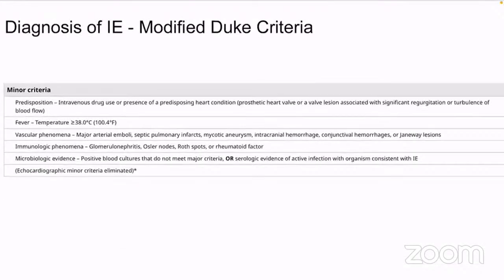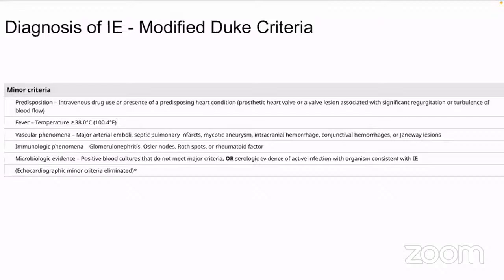For the minor criteria: the predisposition or risk factors, like IV drug use or a predisposing heart condition like a prosthetic valve, and fever of more than 38 Celsius. Vascular phenomena like major arterial emboli, septic pulmonary infarcts, mycotic aneurysm, intracranial hemorrhage, conjunctival hemorrhage, or Janeway lesions. Immunological phenomena like glomerulonephritis, Osler nodes, Roth spots, or rheumatoid factor.